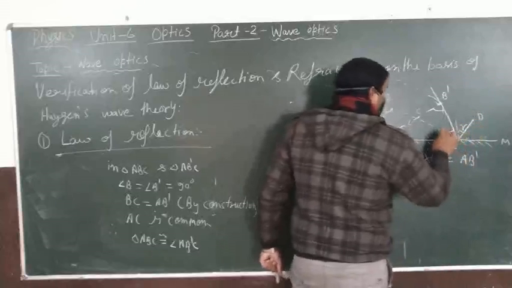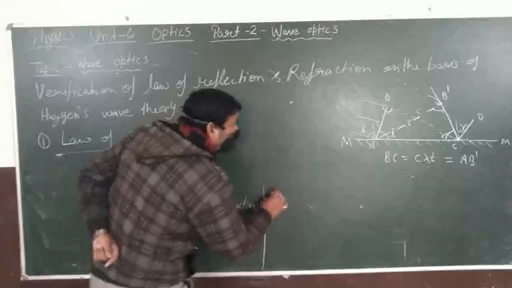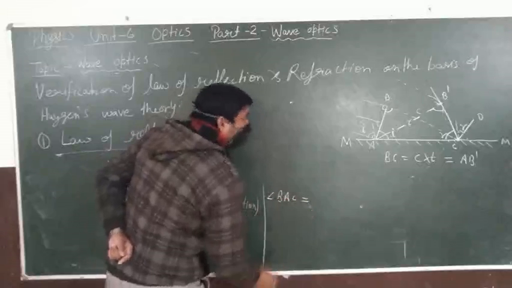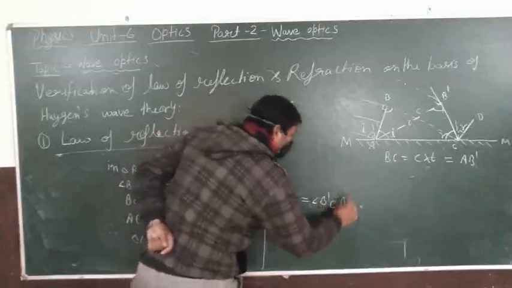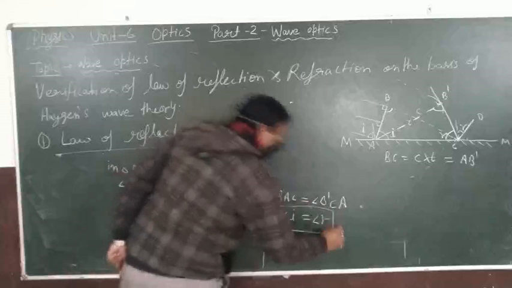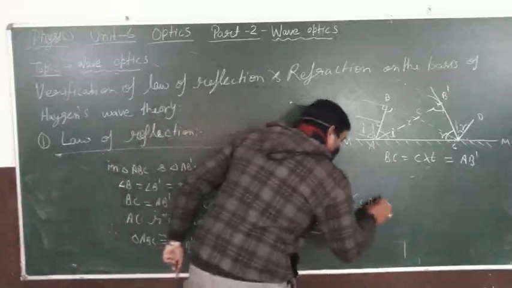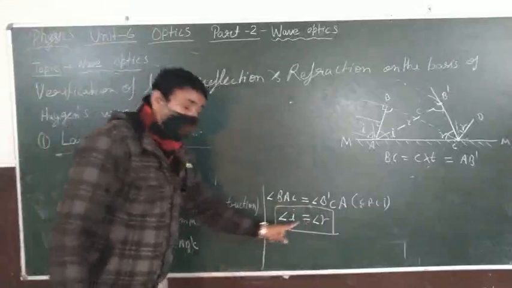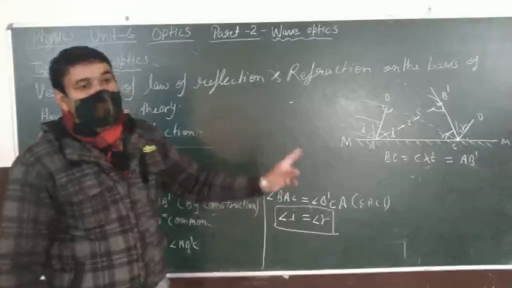And this angle is equal to this. Therefore, angle BAC equals angle B'CA, which is angle I equal to angle R. This is by the congruence of triangles: corresponding parts of congruent triangles are equal, and this is the first law of reflection, that the angle of incidence is equal to the angle of reflection.